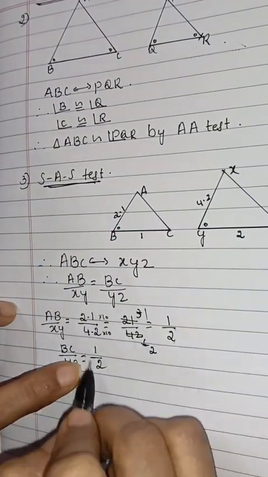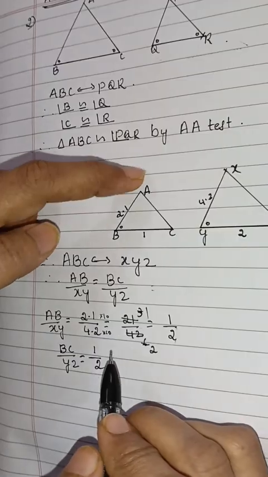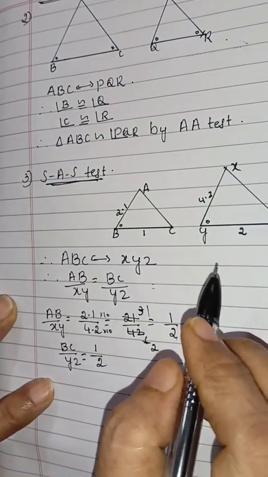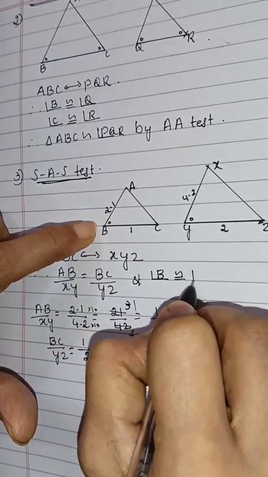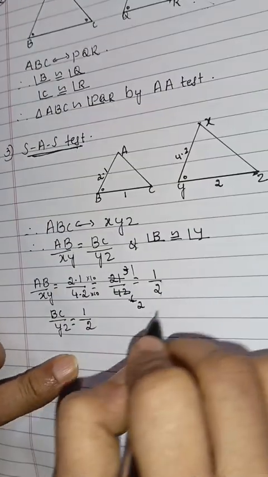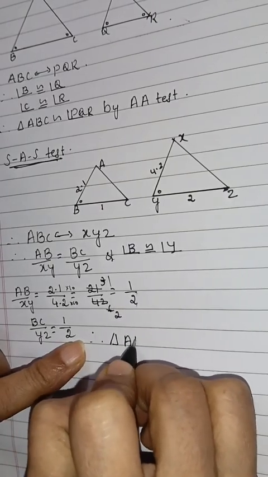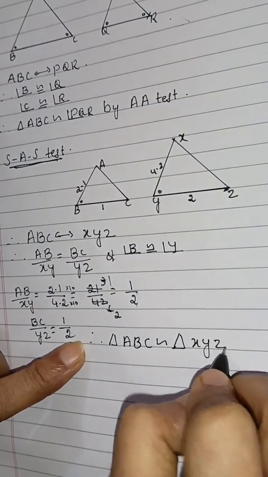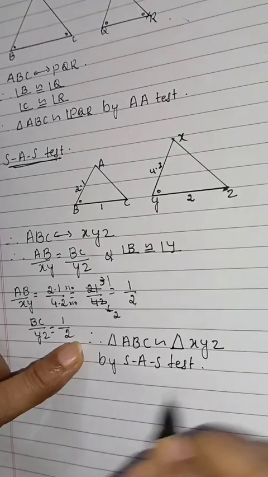See, this is also half, this is also half. Therefore AB is proportional to XY and BC is also proportional to YZ. And angle B is congruent with angle Y. So therefore triangle ABC is similar to triangle XYZ by SAS test.